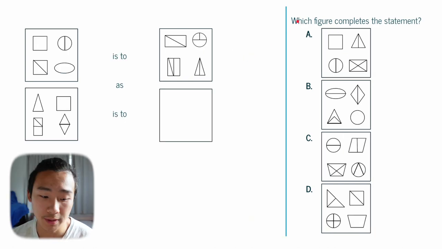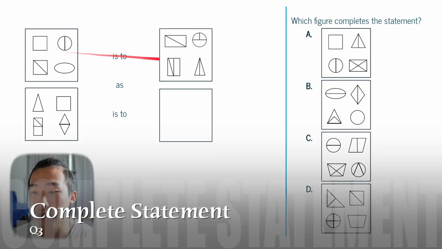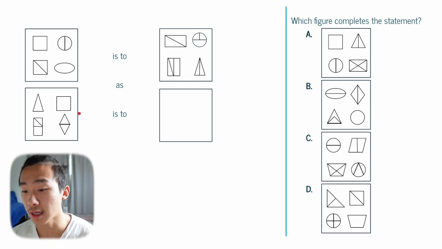This one is the complete statement. Basically, you need to find what kind of change has happened in the first set, and you need to apply the same change to the second set and find the answer. And just give yourself some time and see if you can solve it by yourself.